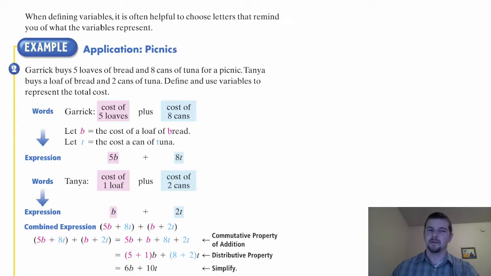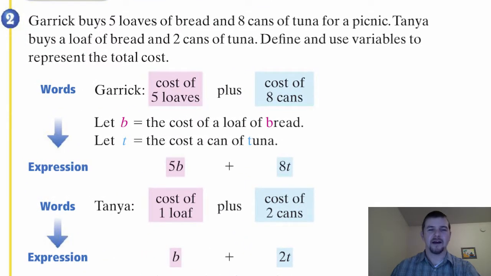When defining variables, it is often helpful to choose letters that remind you of what the variables represent. Example problem 2. Application, picnics. Garrick buys 5 loaves of bread and 8 cans of tuna for a picnic. Tanya buys a loaf of bread and 2 cans of tuna. Define and use variables to represent the total cost.